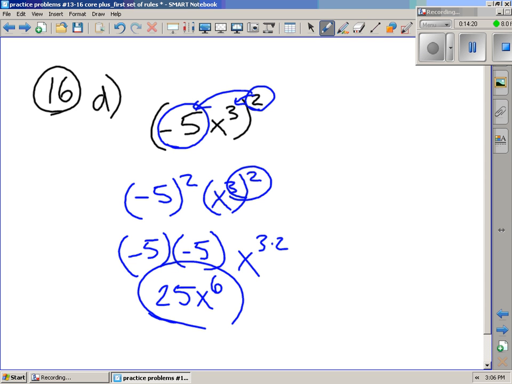And that covers all the problems 13 through 16 on page 311 and 312.